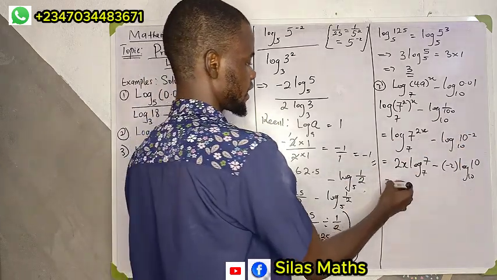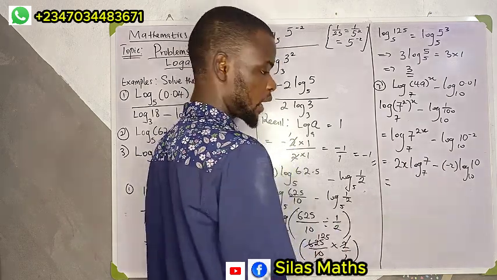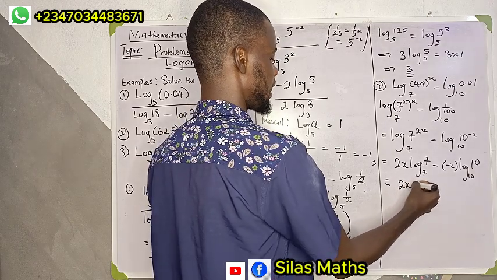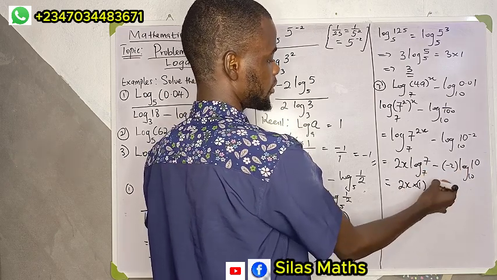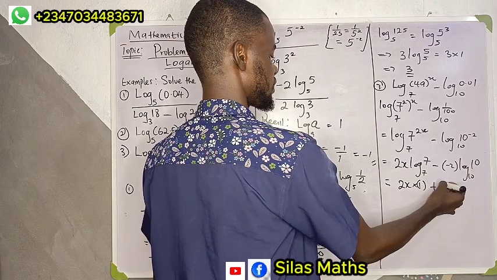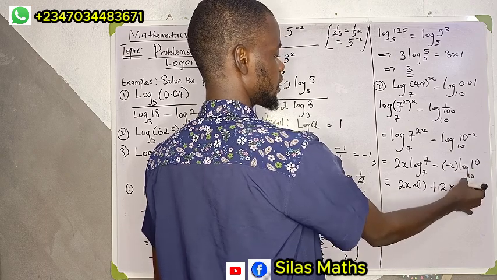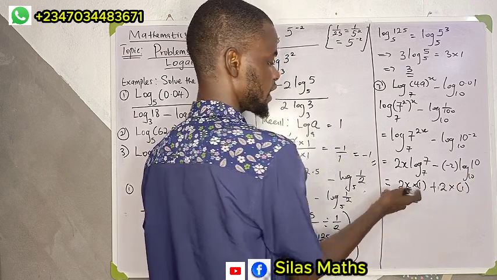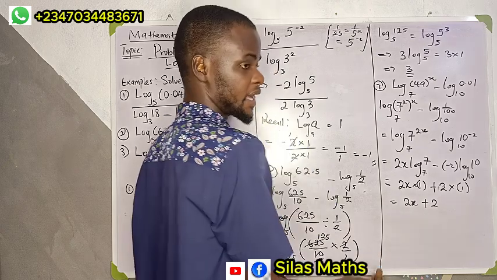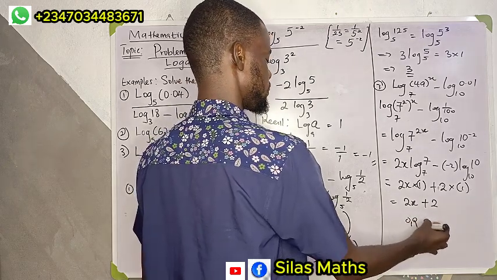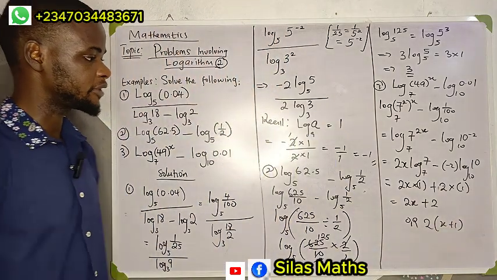So doing that further, remember that log of a number to the same base gives us 1. So this is going to give us 2x times 1, minus. Now minus here is going to give me plus, so I'm going to have plus over here, plus 2 times, then this will also give me 1. So we'll go ahead and solve further. 2x times 1 will give me 2x. Then 2 times 1 will give me 2. So this is my answer, or I can say my answer is 2 into bracket x plus 1 if I want to simplify further.